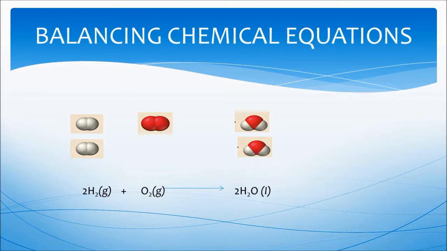Balancing chemical equations is somewhat of a trial and error approach. You may find that you will change the coefficient to a particular number and then later have to change it again. This is not a one-size-fits-all method.